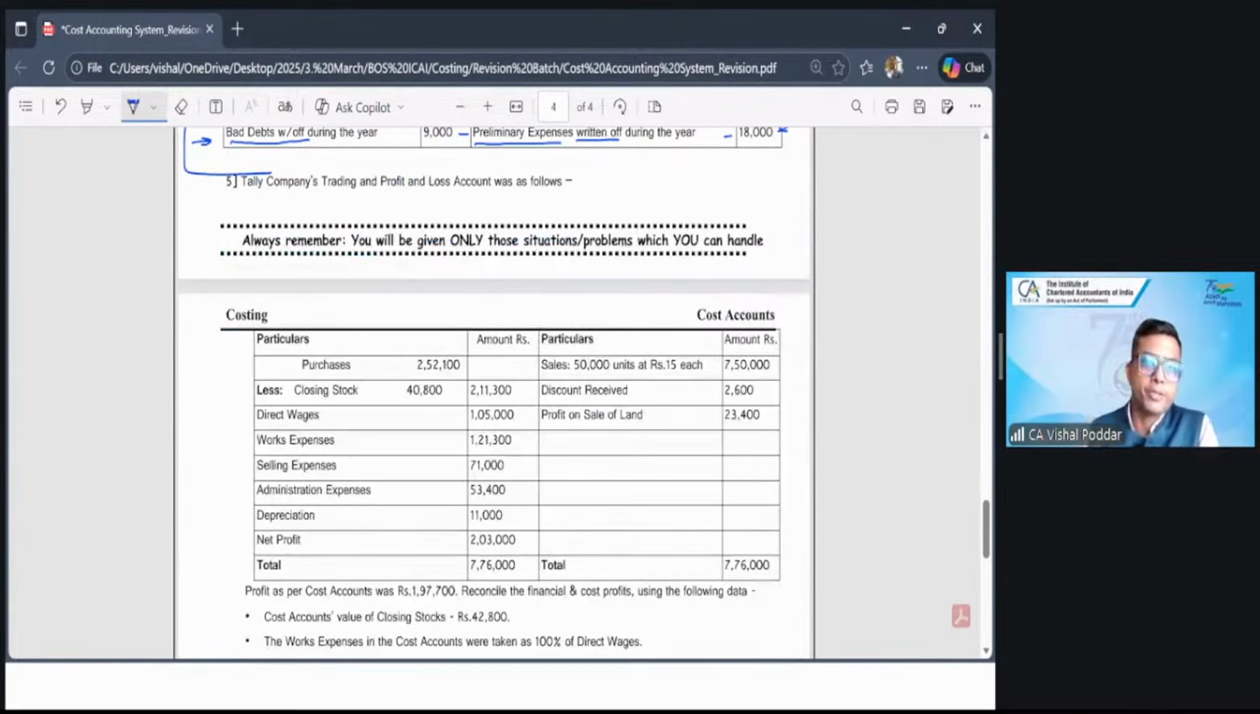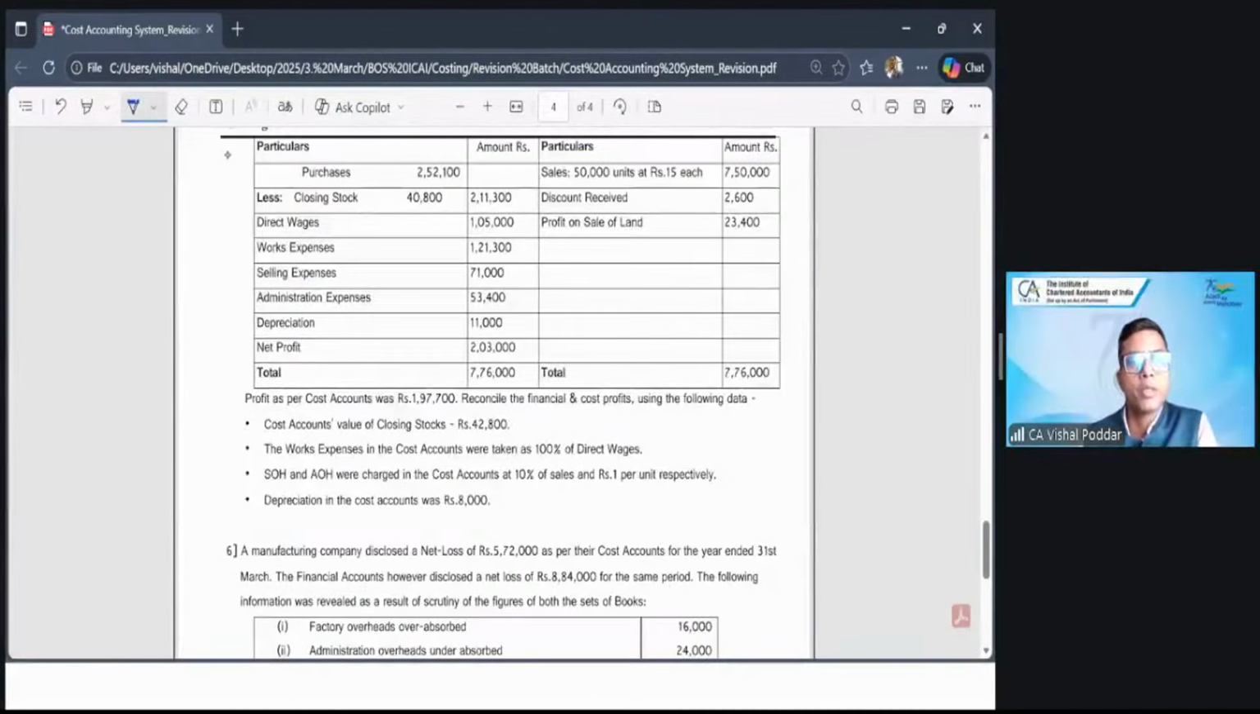Second type of question is this. Now in this question, you are not given the differences straightforward. Rather, you are only given the company's financial data in the form of trading P&L account. And then profit as per cost is given. So we have both the profits. Financial profit is there in the P&L. Cost profit is given separately. You have to reconcile financial and cost. But what is important is that this data is exclusively financial data. Now for costing, they have said that out of the above, where certain values are different in costing, they have given those values. What are they?